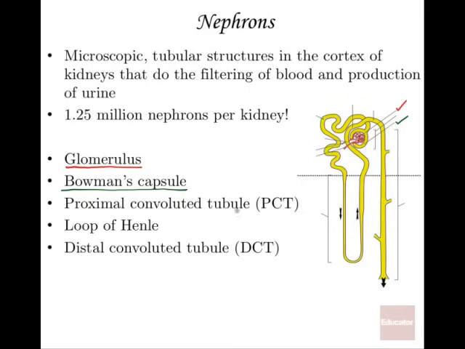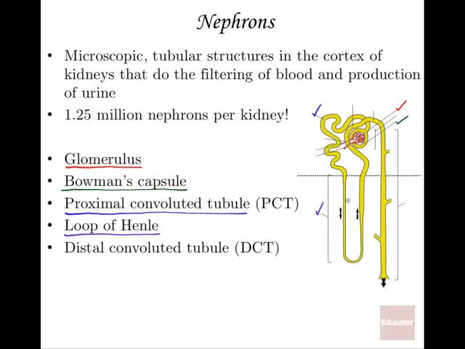So the Bowman's capsule leads into this here. That's known as the proximal convoluted tubule. It's twisty-turny, proximal to where this began, and then later it'll be distal, more distant. Proximal convoluted tubule, or PCT. It's this right here. Keeps going, and leads to the loop of Henle. Oh, Henle. Another scientist, I presume.